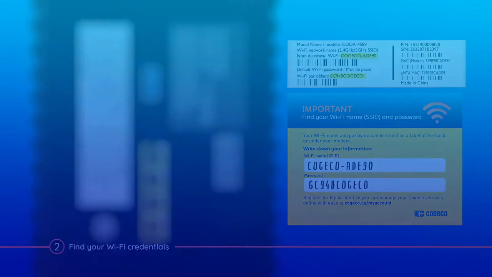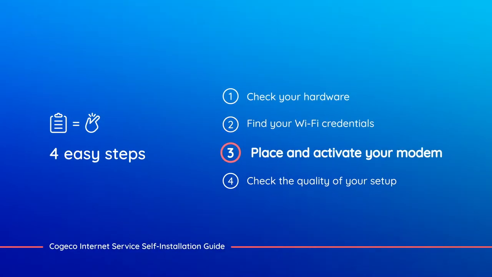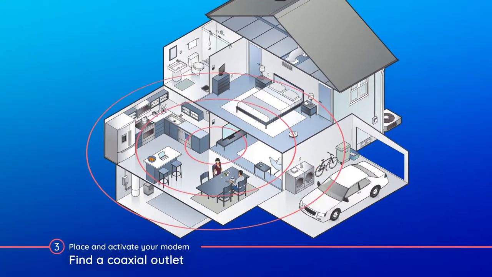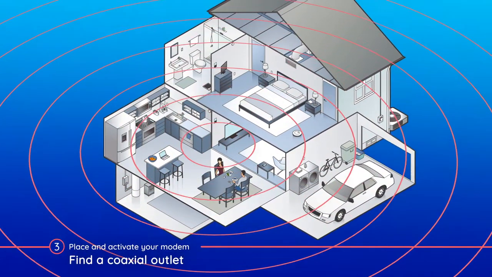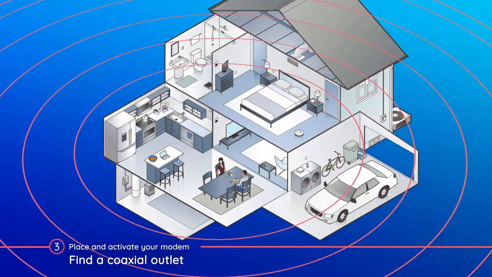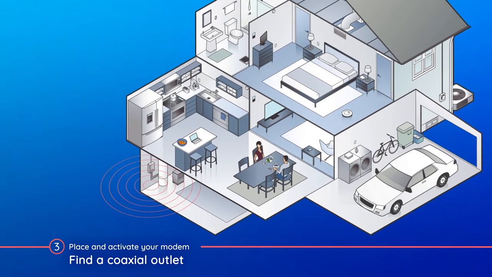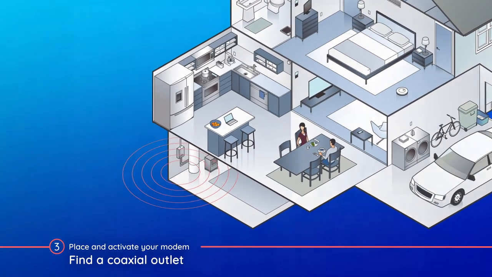Next step. It's now time to choose the best location for your modem. For optimal Wi-Fi performance, find a coaxial outlet central to where you spend most of your daily life. Avoid installing your modem in the basement, as this could interfere with your signal.